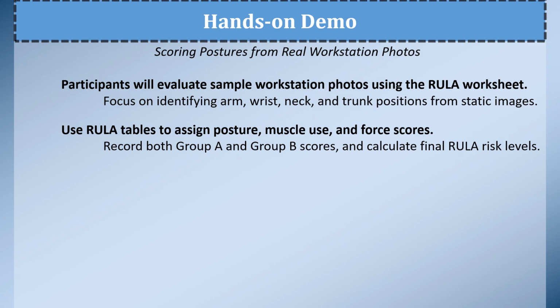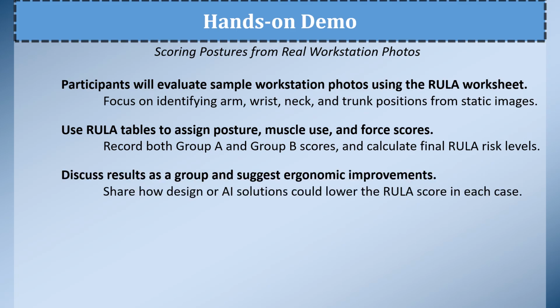Use REBA tables to assign posture, muscle use, and force scores. With the help of the REBA chart, assign a score to each relevant body region. Don't forget to adjust for factors like held postures or exerted effort. Combine the A and B data to generate the overall risk score.